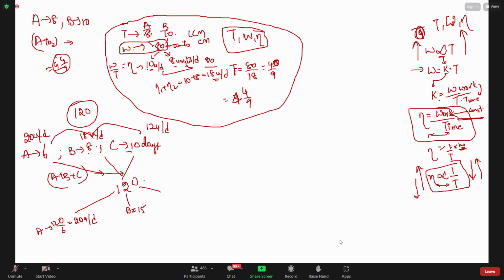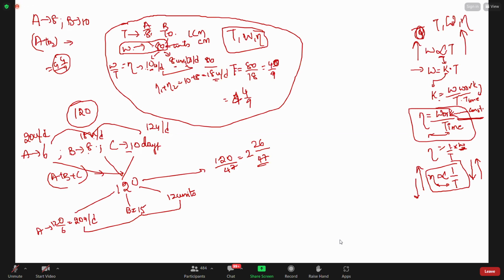The total work done is how much? 120. What is the total efficiency? 20 plus 15, 35, 35 plus 12, 47. So total time taken is total work done by total efficiency. That is 120 by 47. 47 into 2 is 94. So 47 into 2, 94. 94 plus 26 is 120. Sana?